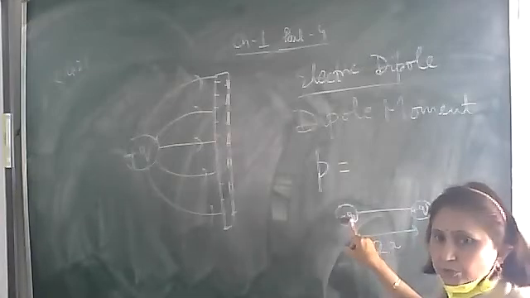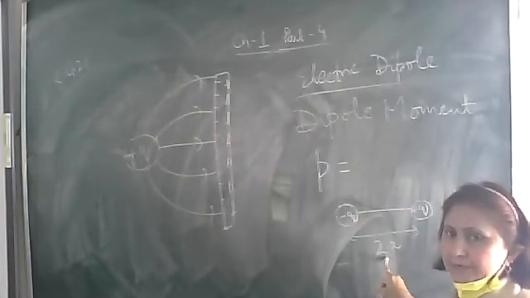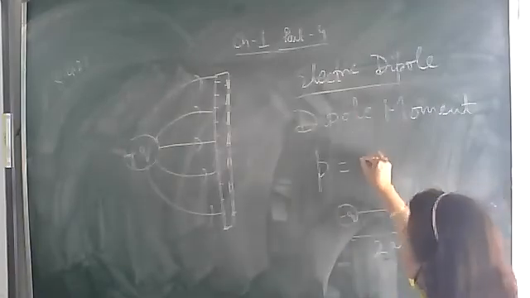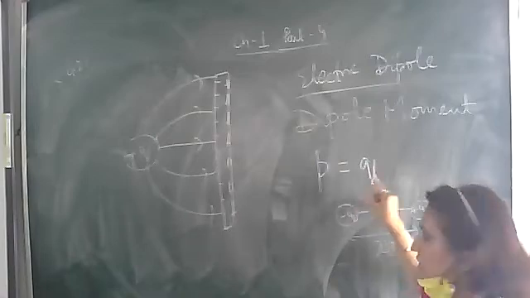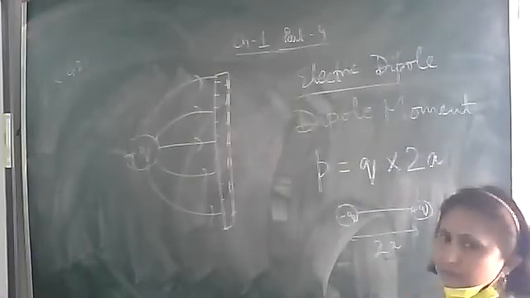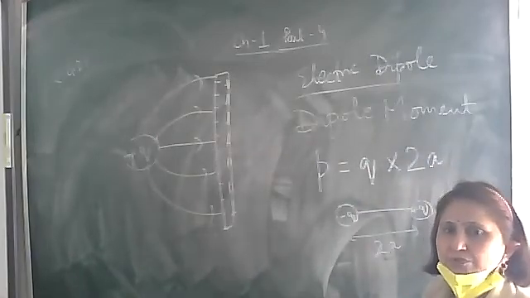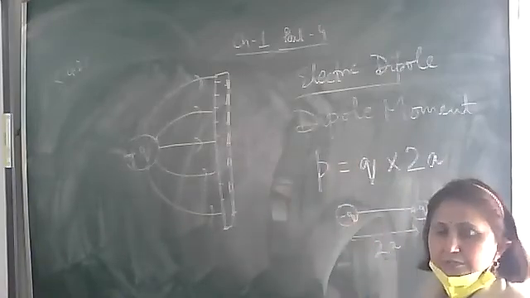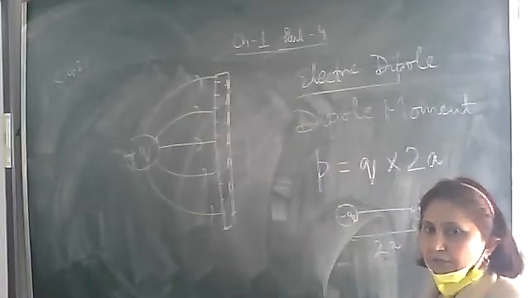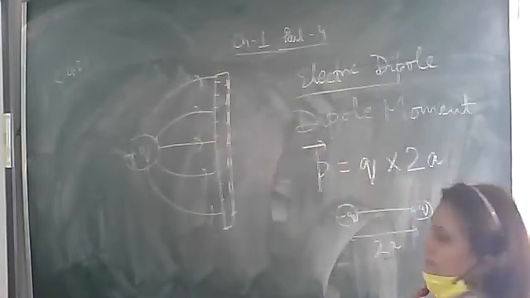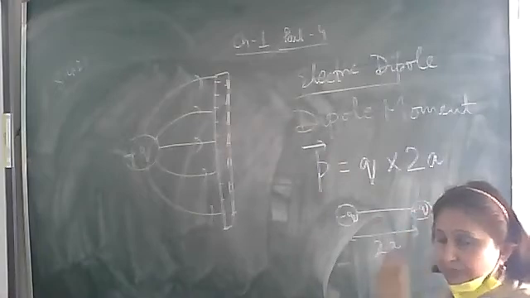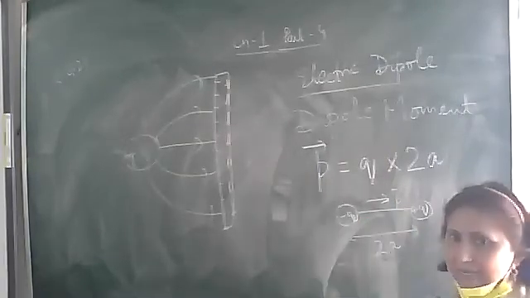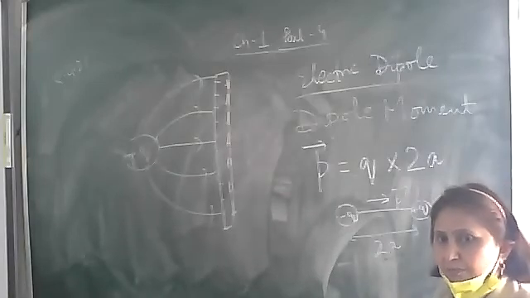So two equal and opposite charges separated by a small distance form an electric dipole, and its dipole moment is the product of any one of the charges into the dipole length. Dipole length is the separation distance between the two charges. They are separated by 2a distance, so the dipole moment is given by q into 2a. Now it is a vector quantity. The direction of the dipole moment is from minus q to plus q.